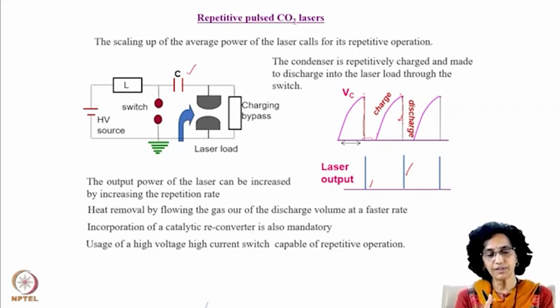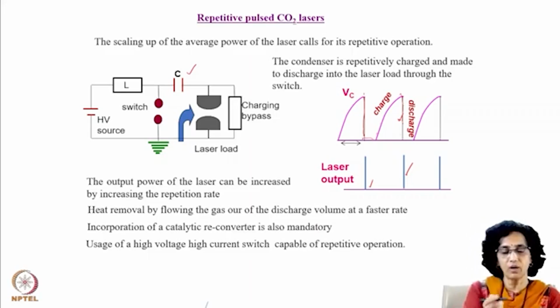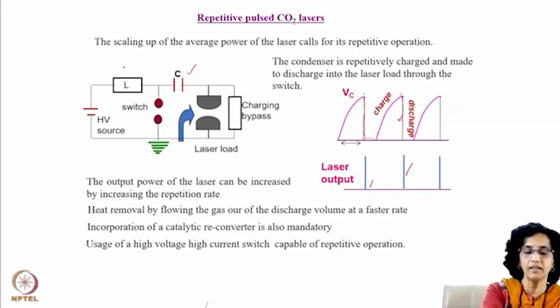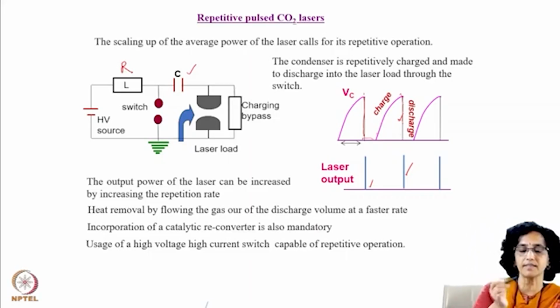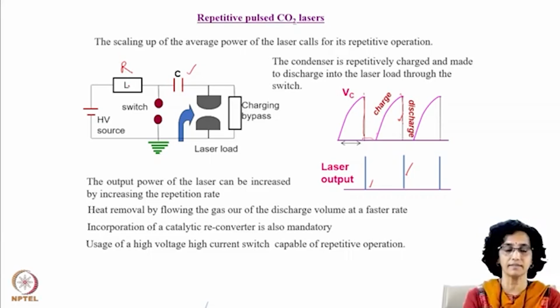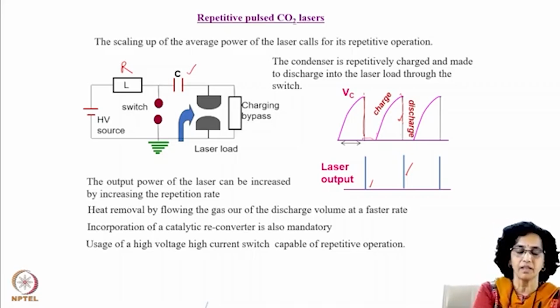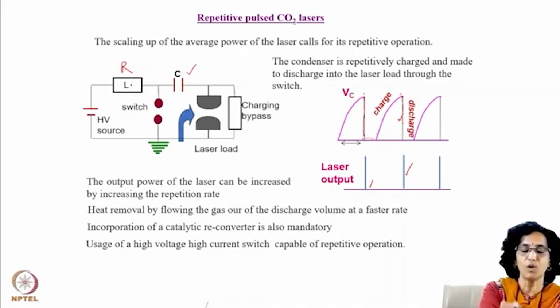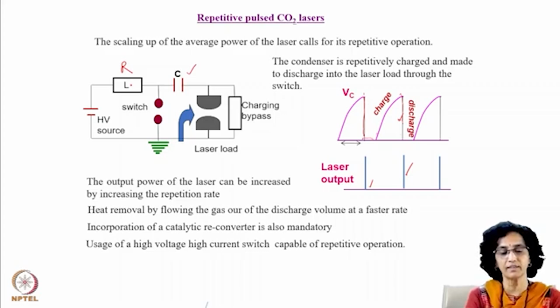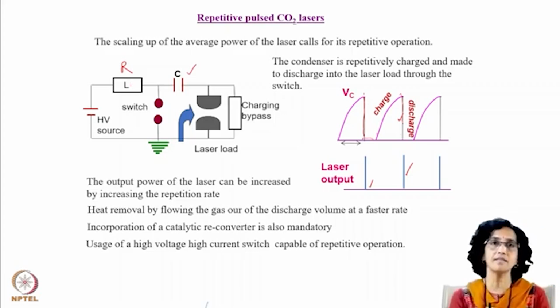Now, for the condenser to get charged, if you see here, earlier we were using a resistance in the charging loop. Now I have replaced it with an inductance. Why do we replace the charging element from a resistance to an inductance? Well, resistance is a dissipative element.